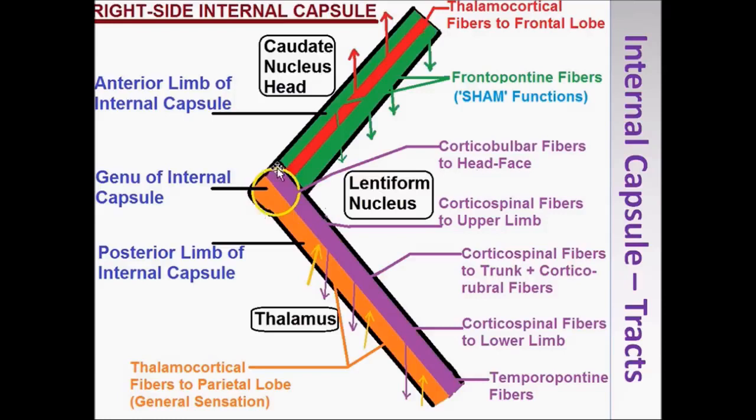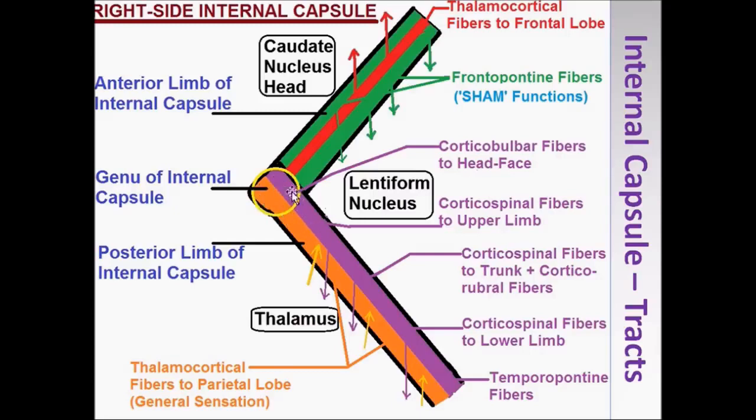Now let's take a look at this portion here, encircled in yellow. This is the genu of the internal capsule. Now what does the genu carry? The genu carries the corticonuclear or the corticobulbar tracts. And what are the corticonuclear, the corticobulbar tracts? They are the counterpart of the corticospinal tracts. The only difference being they start from the face area of the primary motor cortex and they end in the motor nuclei of the cranial nerves 3, 4, 5, 6, 7, 9, 10, 11 and 12. So these are the corticobulbar tracts, and they supply the motor nuclei of the cranial nerves, supplying the head and face. So this is the genu.